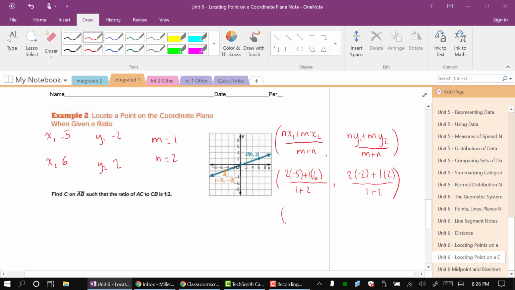Do the numerators. 2 times -5 is -10 plus 6 over 3. 2 times -2 is -4 plus 2 over 3. -10 plus 6 is going to give you -4 over 3. -4 plus 2 is going to give you -2 over 3. So our point C is at -4/3, -2/3.